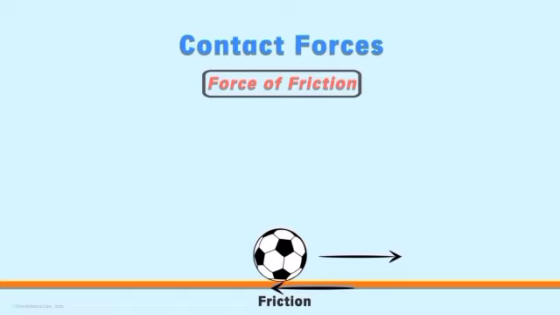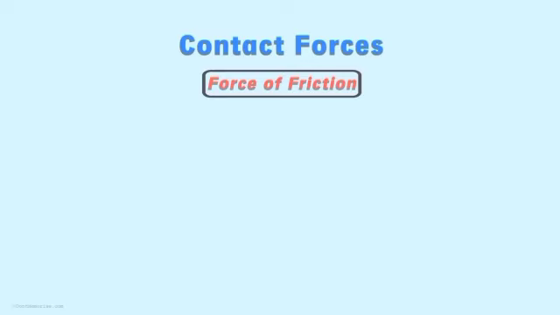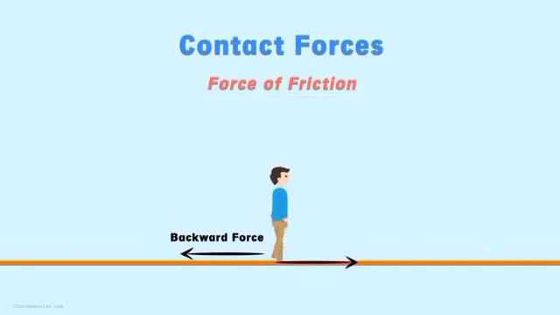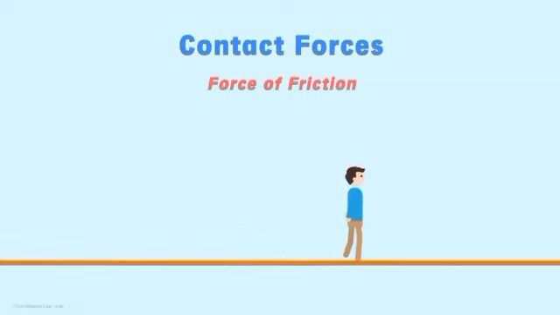Friction plays a vital role in our daily life. We can walk and run because of friction. How does it help us to walk? When we walk forward, we push the ground with our foot in the backward direction. In return, the ground exerts a force in the forward direction which moves us forward. The force which the ground exerts in this case is nothing but the force of friction.